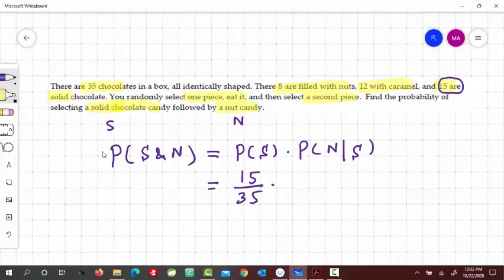Then times the probability of the nut candy, given that the solid chocolate candy has been gone, one already, right? So it means that the total number of chocolates is not 35 anymore, so they are 34 now. And then out of 34, there are, say, 8 filled with nuts. So we can take 8 different ways that nut candy out of 34. So it would be 8 out of 34.